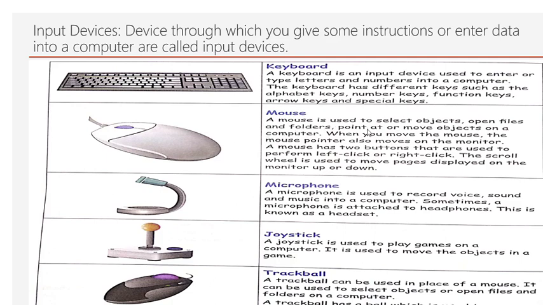Okay, what is a mouse? A mouse is used to select objects, open files and folders, and point at and move objects on a computer. When you move a mouse, the mouse pointer also moves on the monitor. A mouse has two buttons that are used to perform left click and right click. The scroll wheel is used to move the page displayed on the monitor up or down.